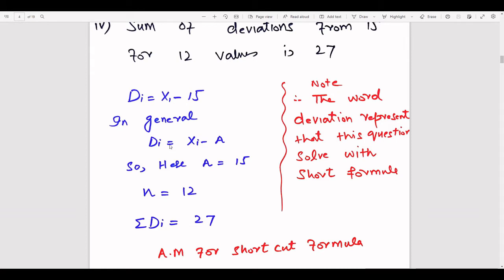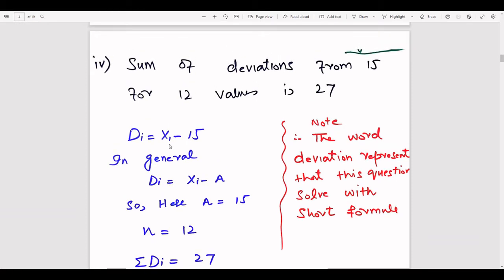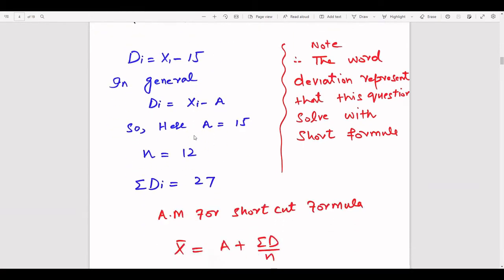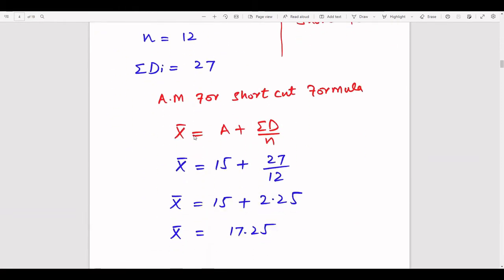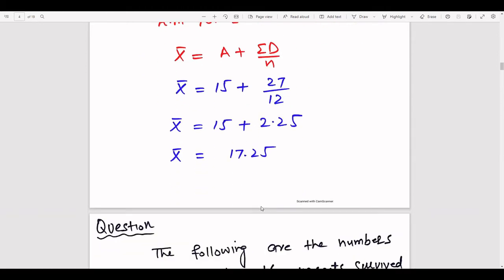And deviation from 15, di, as you know, deviation means xi minus a. So from 15 means a is 15. As you know, arithmetic mean for the shortcut formula is x bar is equal to a plus summation d over n. A is 15 plus sum of d, 27, over small n, 12. 15 plus 2.25. The answer is 17.25.